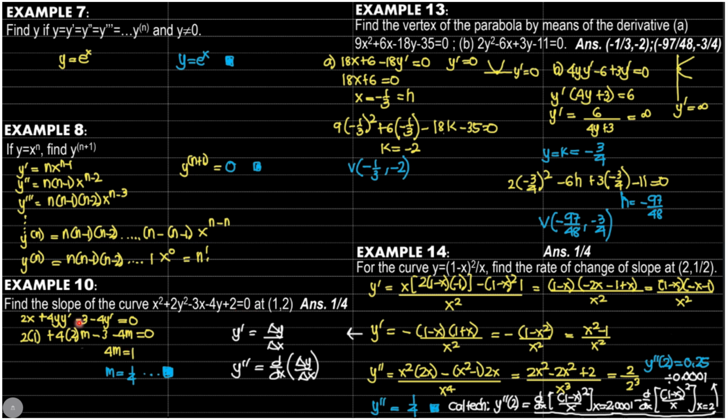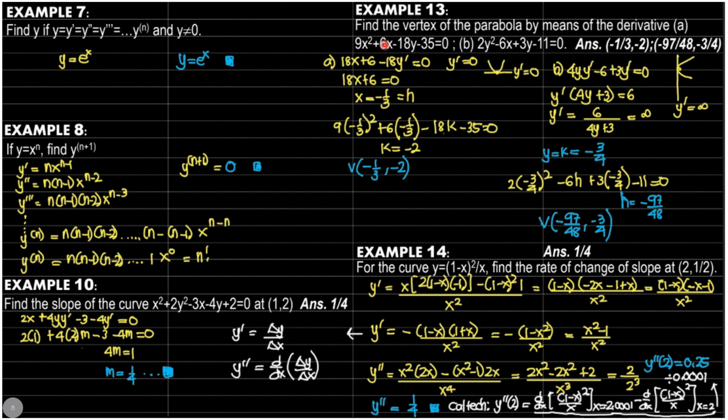Note that y prime is the slope, so I replace y prime by m, and we substitute the value of the point. X is 1, y is 2. So 2 times 1 plus 4 times 2 times m, minus 3 minus 4m equals 0. So 8m minus 4m is 4m. 2 minus 3 is negative 1. Negative 1 to the right, positive 1. So m is 1/4. So the slope is 1/4.